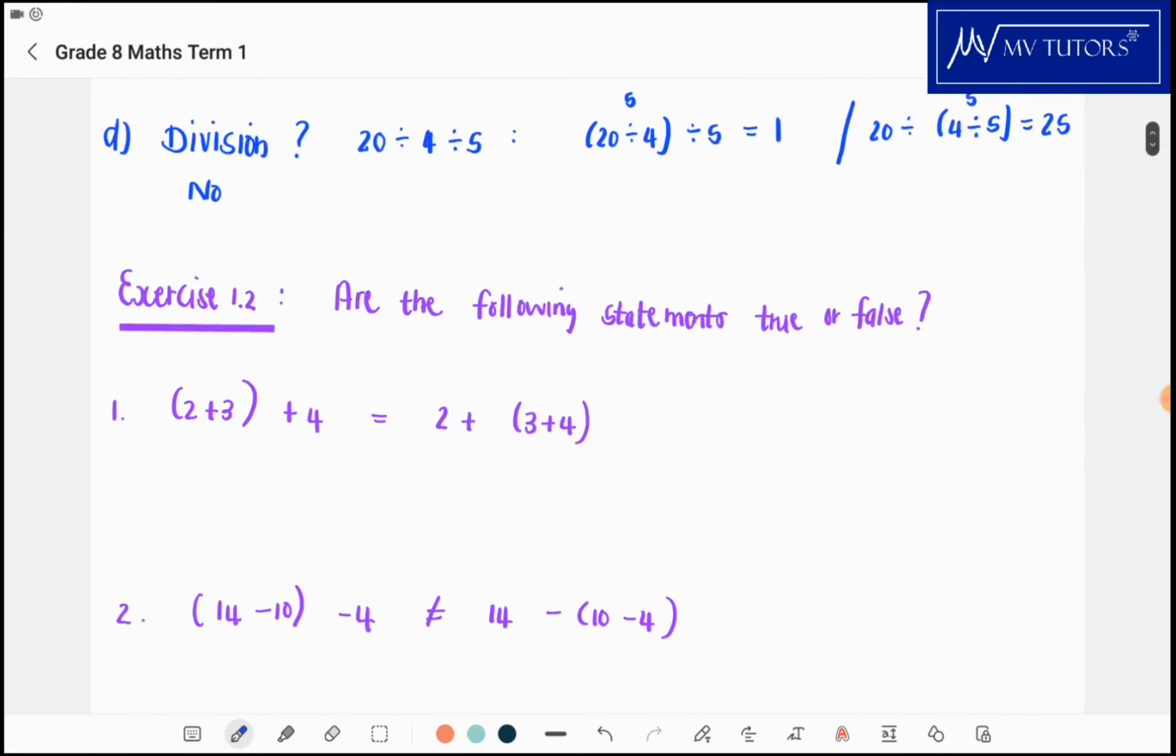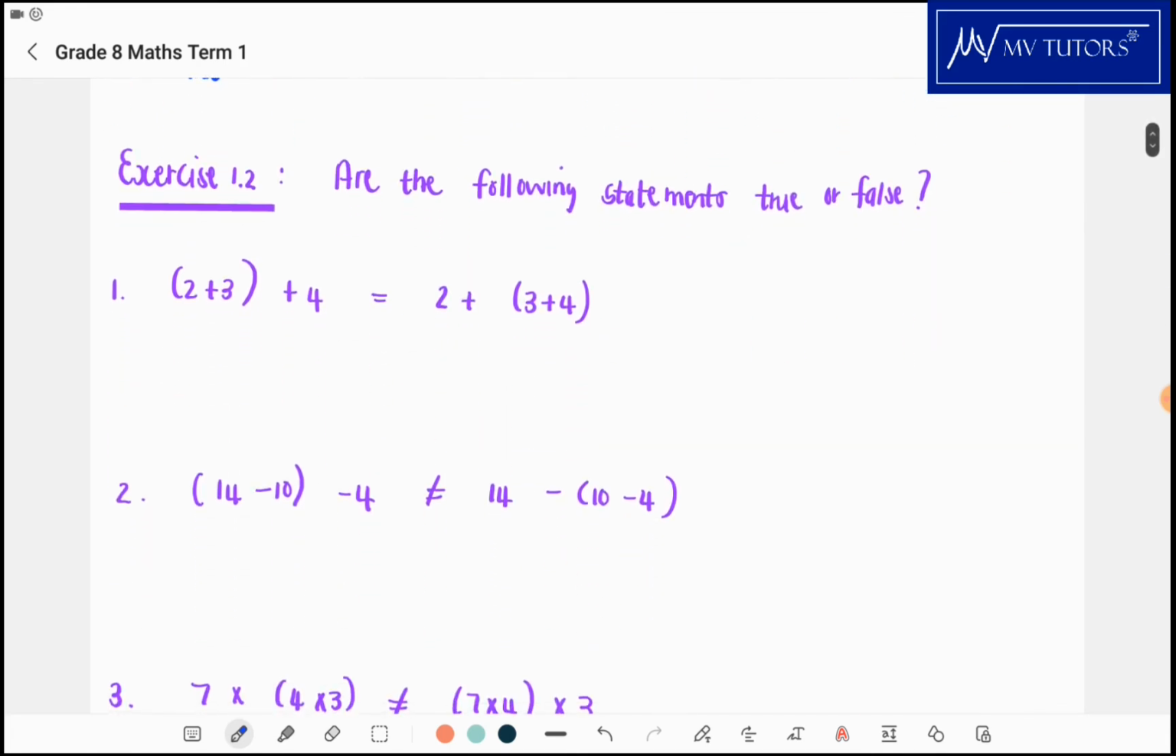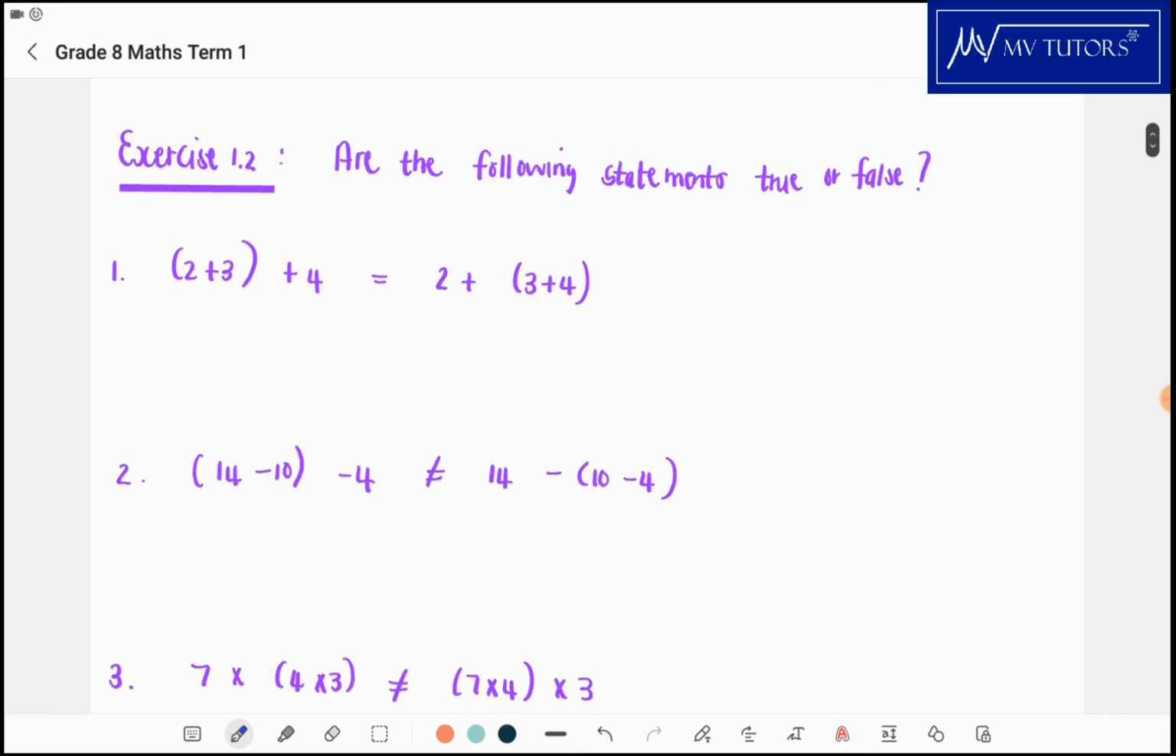Exercise 1.2. It says, are the following statements true or false? So here we have 2 plus 3, which is 5, and 5 plus 4, that is 9. On this end, 3 plus 4 is 7, 2 plus 7 is 9. So is 9 equal to 9? Yes, it is. So this is true.